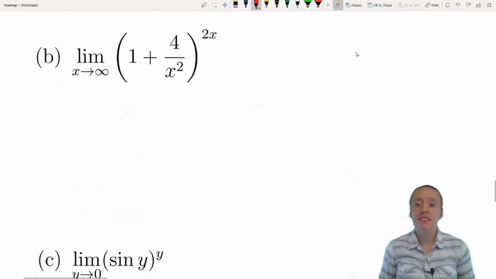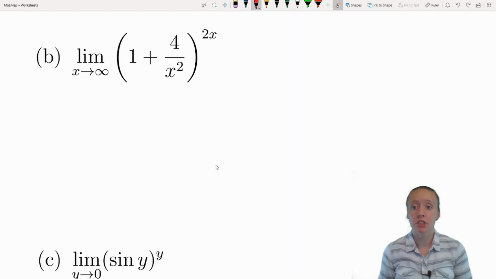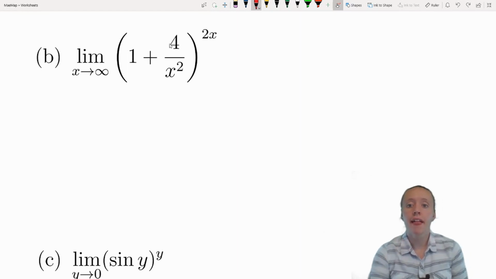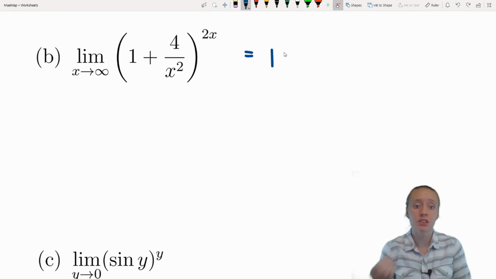Moving on to part B, let's think about taking the limit as x approaches infinity of 1 plus 4 over x squared. 4 over x squared as x approaches infinity goes to 0. So this is going to be equivalent to 1, because the inside of my parentheses is approaching 1, and then my exponent is heading towards infinity. 1 to the infinity is one of those forms. So let's see if we can manipulate this.